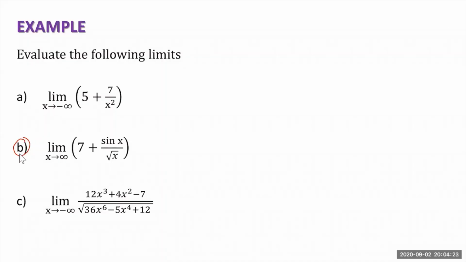Now let's work on part B. In part B, we have to find the limit as x approaches infinity of 7 plus sine x over the square root of x.